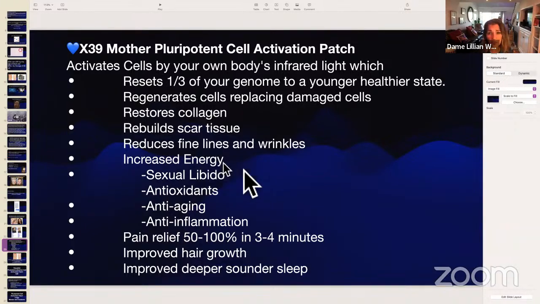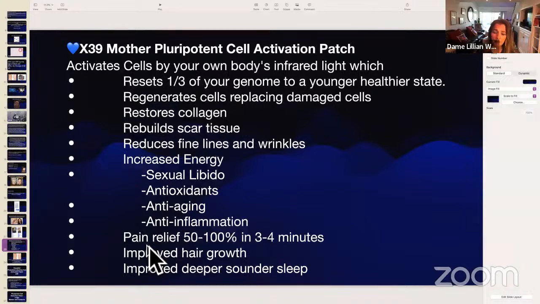This also increases your energy. It increases your sexual libido, because people who have 43% of their stem cells still have activated sexual libidos. These patches are bringing you into homeostasis. Everything inside of your body is being balanced. So of course, your hormones, et cetera. So of course, increased sexual energy, libido, antioxidants, anti-aging, anti-inflammation. It's going to offset some of the free radicals inside of your body.